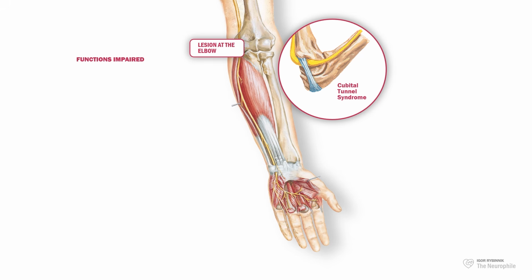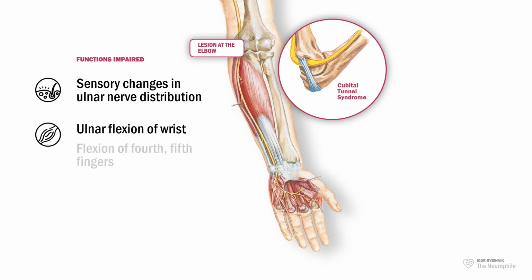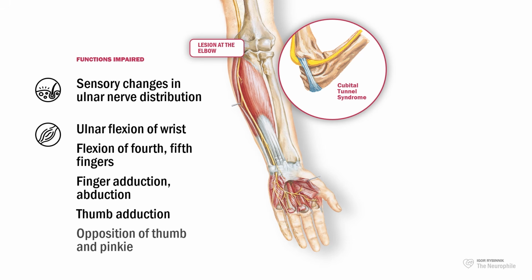Lesions at the cubital tunnel usually start with medial elbow or forearm pain and sensory symptoms in the ulnar distribution. Over time, patients start to lose motor function: flexion of fourth and fifth fingers, abduction and adduction of your fingers, thumb adduction, and opposition of thumb and pinky. They will complain of grip weakness and loss of dexterity when writing or typing.